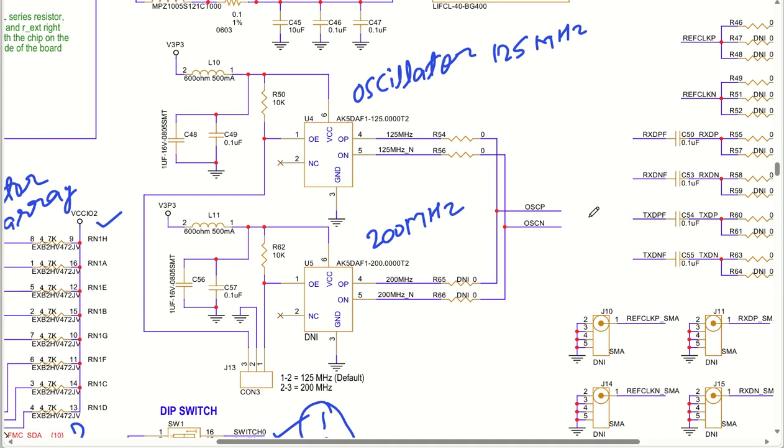Now this particular FPGA will require a clock signal. For that, there are two oscillators that have been used. One is 125 megahertz and another one is 200 megahertz. By default they are using 125 megahertz. The 200 megahertz one has been made DNI, that is, Do Not Install. So if you want, you can install this one and mark the other as not installed. So there are two options for your oscillator frequency generation.